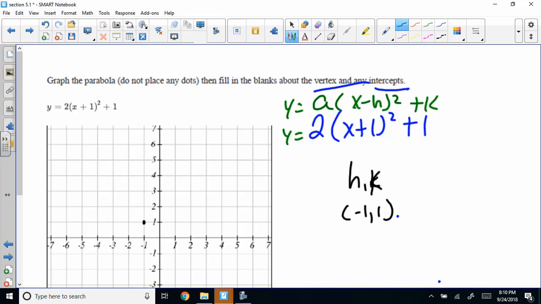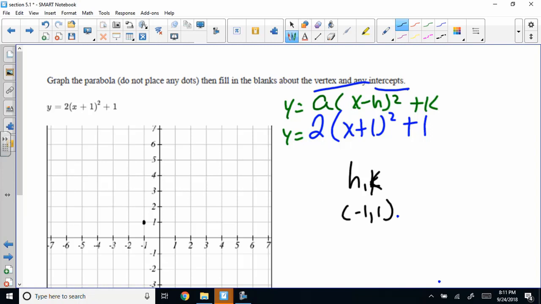Which way is this opening? Up. Your a is 2. It's positive, right? 2 just means it's going to be a little narrow, a little skinny. It's going to be a stretch instead of a shrink. And then it's positive and it's going to open up. So kind of look at this. How are we going to then fill in the blanks about the vertex and any intercepts? Oh my.